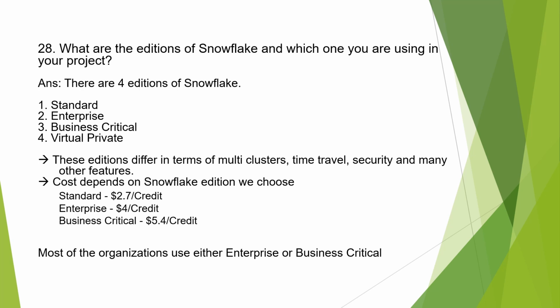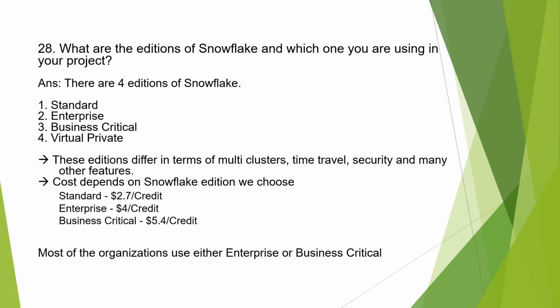If you see the cost of these editions, the standard edition is somewhat cheap, and the features available in the standard edition are very few. But the enterprise edition and business critical edition offer many features like materialized views and many other features. And virtual private Snowflake is the highest one. The dollar rate for the credits we are consuming will be very high in virtual private Snowflake.